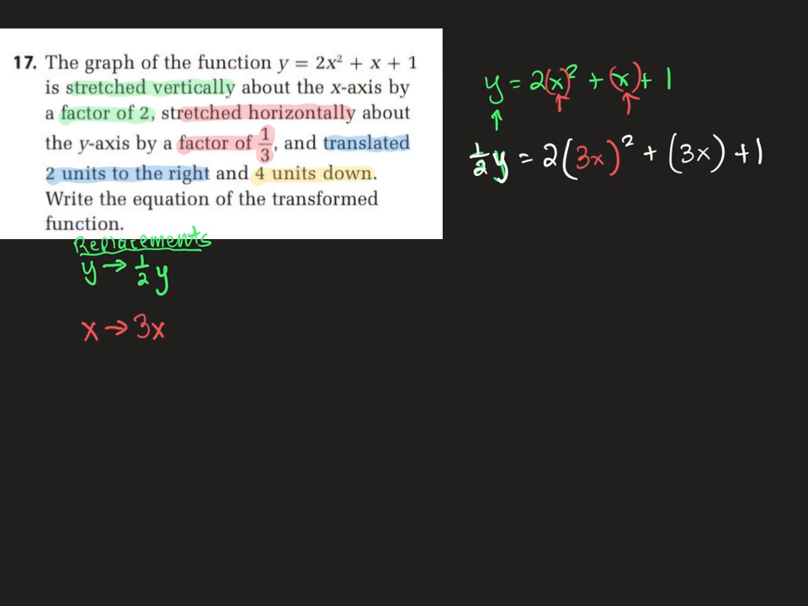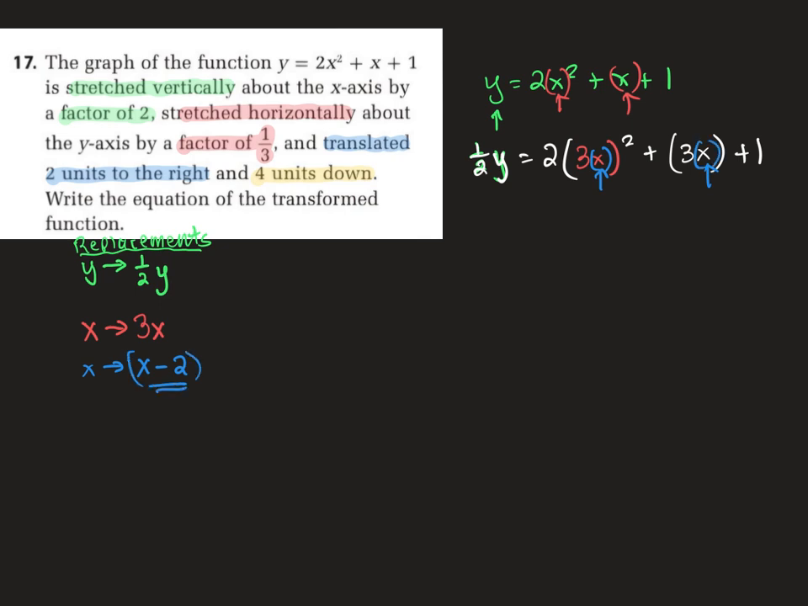Now, left and right would affect x, so that means x once again would be replaced with, and if you're moving something to the right, we're talking adding or subtracting to the coordinates. But again, because we're going into the equation, it's backwards. So you'd think 2 units to the right, you'd add 2. So it's opposite of that, it would be x minus 2.